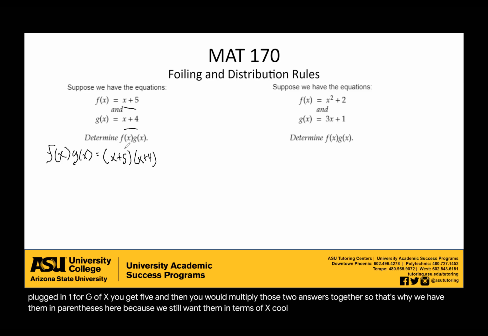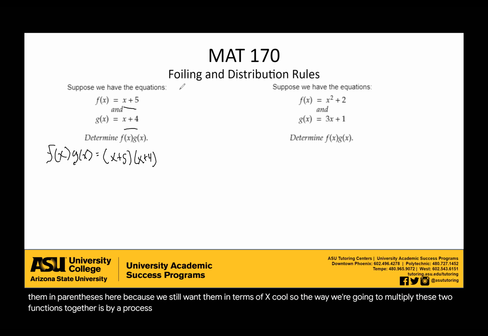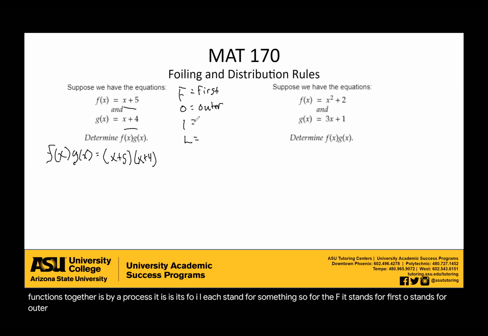Cool. So the way we're going to multiply these two functions together is by a process called foiling. What that is, it's FOIL, and the letters each stand for something. The F stands for first, O stands for outer, I stands for inner, and then L stands for last.